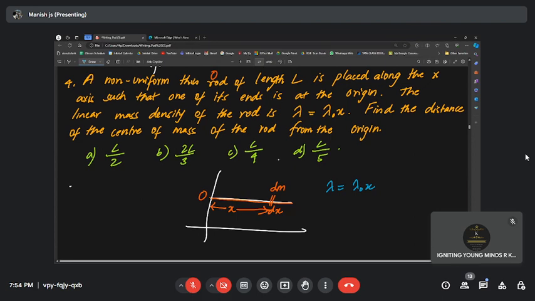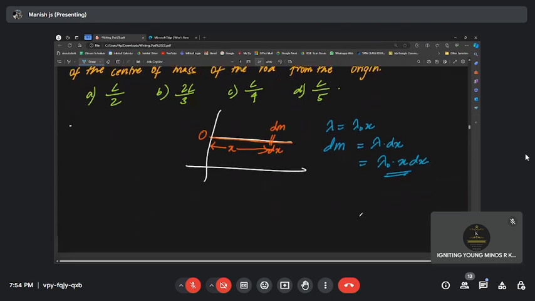So linear mass density lambda is equal to lambda naught into x. Therefore, what will be the linear mass density for that small element? I would go for a differential operator, so you try to differentiate it. In that case, what would happen? The small element dm, having a linear mass density lambda, times dx, will ultimately give you lambda naught times x into dx. So we get a relationship like this for that small element having small mass.